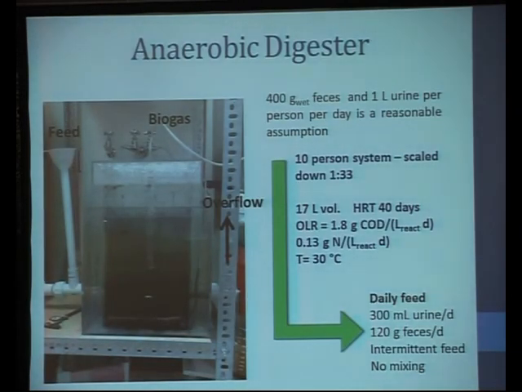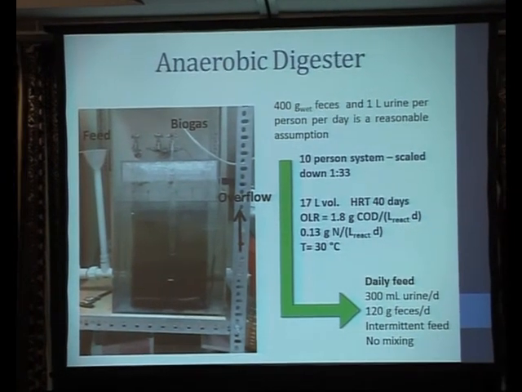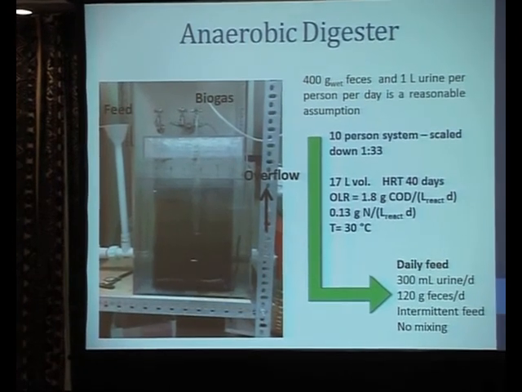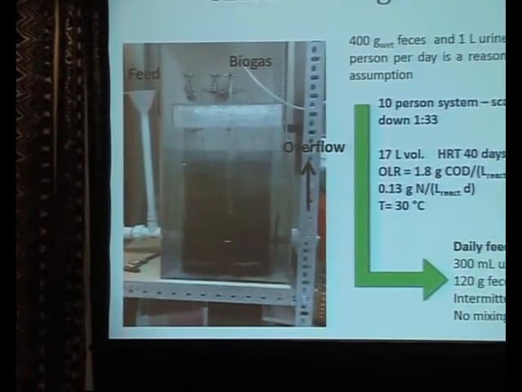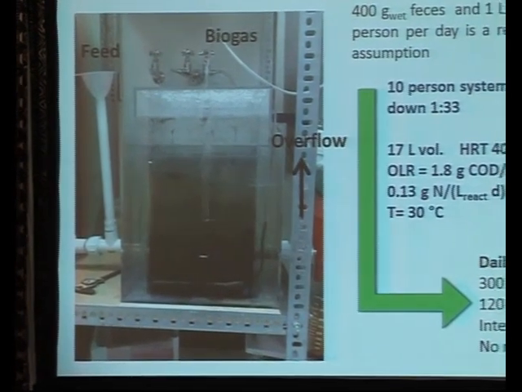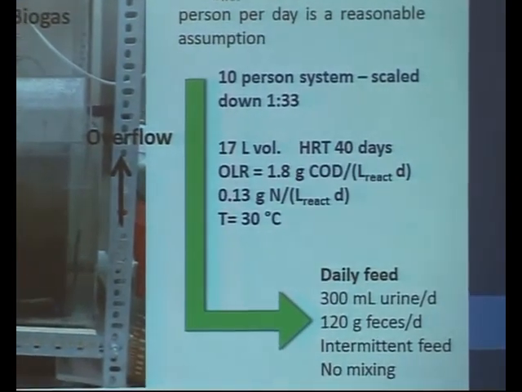But we really want to do that in a digester. Sorry. And this is the digester we built. We decided that all our calculations would be done on a 10-person household basis. We scaled it down by a factor of 33, so this reactor is effectively a third of a person. In the lab it is 17 liters.